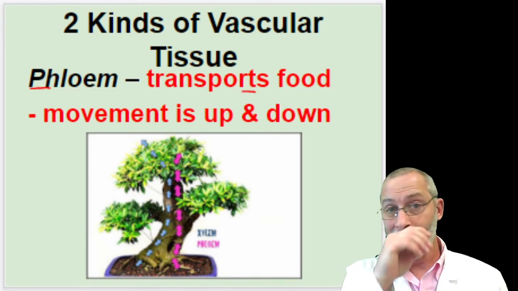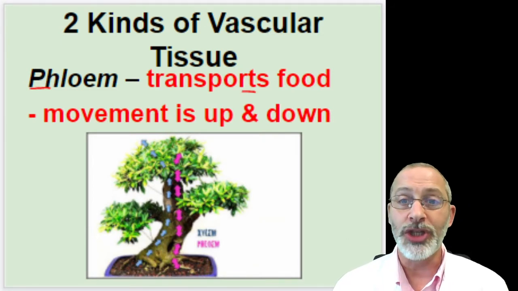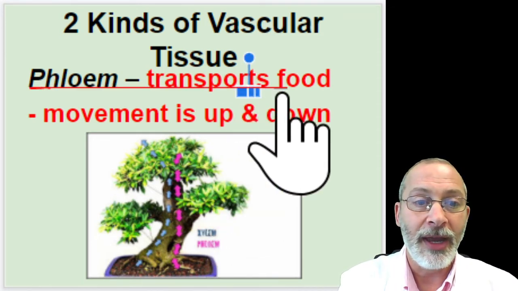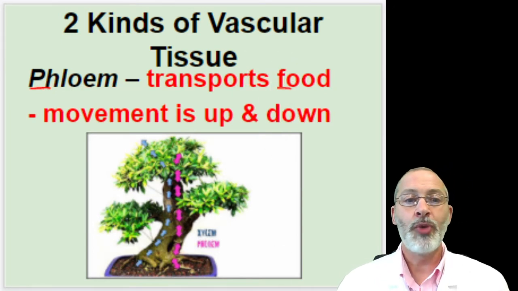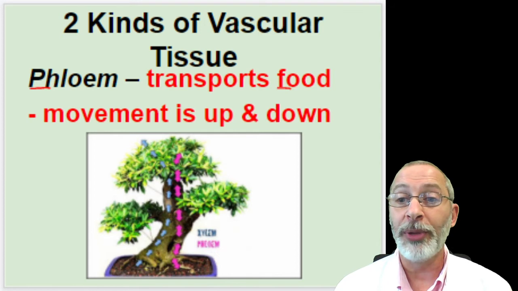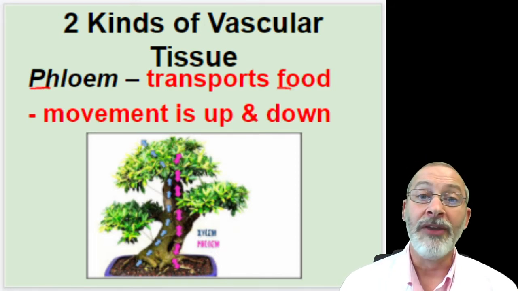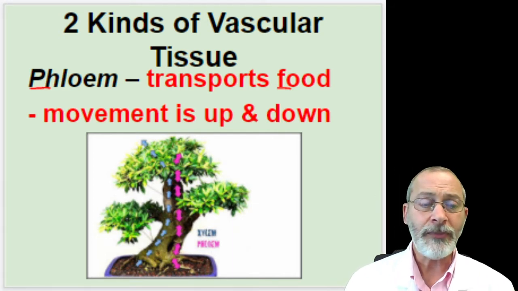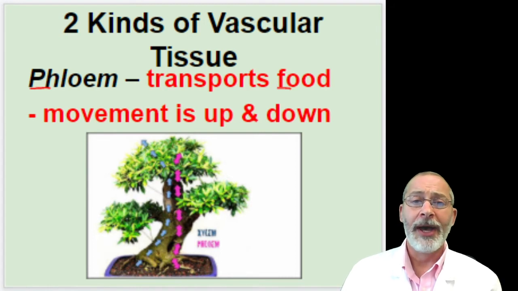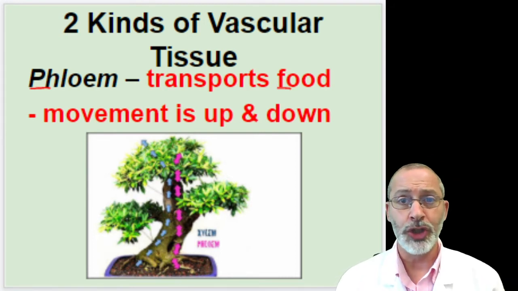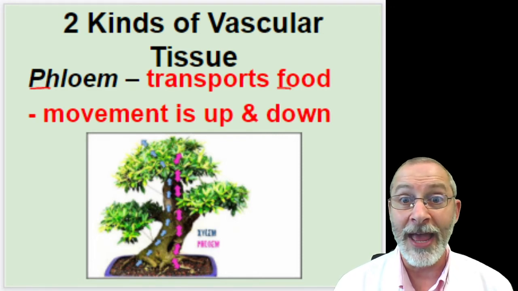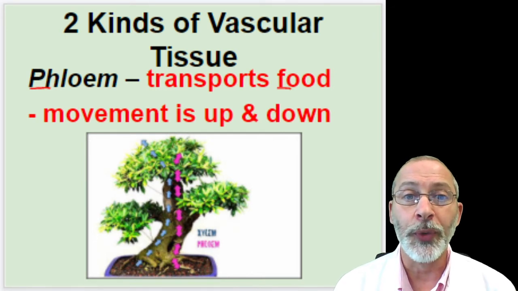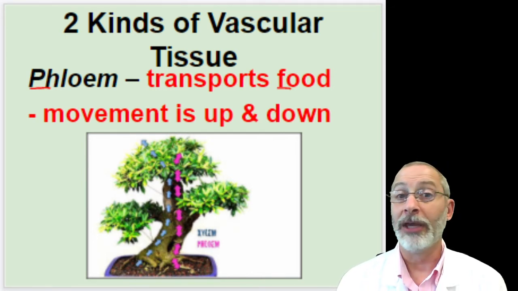Well, phloem is the type of vascular tissue that transports food through the plant. And the movement in phloem is both up and down. Now, you're going to have to remember the names of these vascular tissues, and I want to give you a little memory aid right now. And I'm going to ask you the question, what flows through phloem? Everybody?